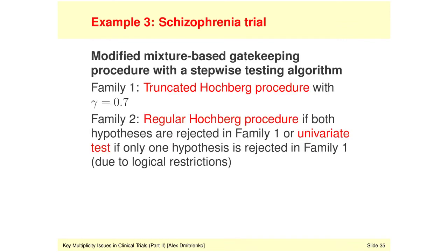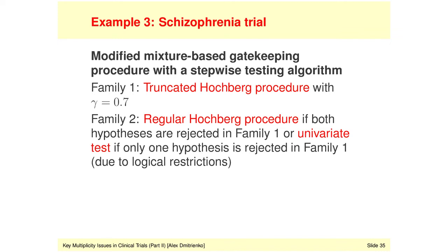Mostly to help us refresh our memory, on this slide I'm going to define the component procedures that will be used in this Hogberg-based gatekeeping procedure. Within family 1, as we have said many times before, we're going to apply the truncated Hogberg procedure. For the sake of concreteness, we're going to say the truncation parameter gamma is 0.7. Within family 2, we will either utilize the regular Hogberg procedure.